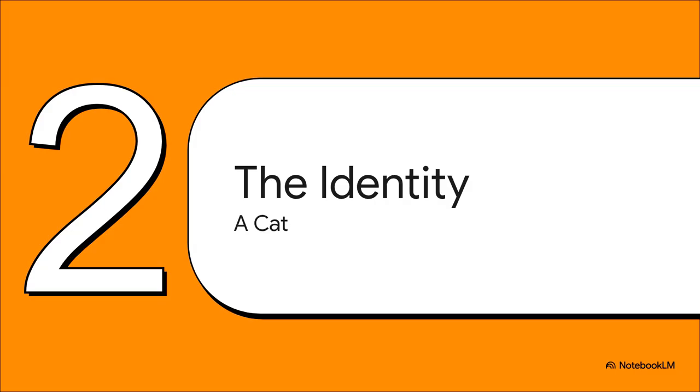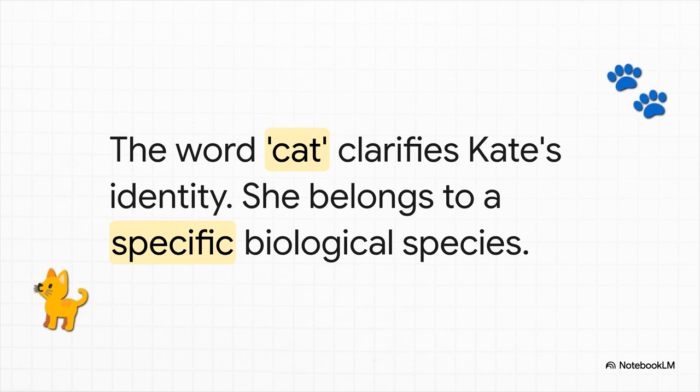Okay, so we have our subject's name. We've got Kate. But who, or maybe what, is Kate? Well, luckily for us, the second word gives us the answer and establishes our subject's identity. And bam! The word cat just lays it all out there. It immediately clarifies who Kate is. She isn't a person, she's not a place, she's a member of a specific biological species. We've just made a huge leap from just a name to knowing her fundamental nature.